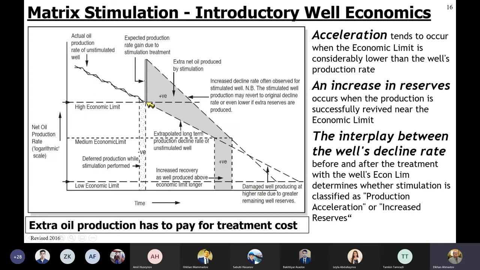So applying any stimulation near the economic limit will provide some increase in reserves, okay? Because if we wouldn't apply this, then we would have to stop the production from this well, and the reserves around this well will be lost. Therefore, applying acid or any stimulation near the high economic limit of the well will provide, along with the expected rate gain, also additional oil produced. Okay.